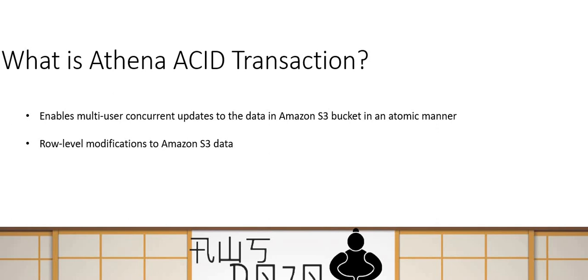So we all know that we can store our data inside an S3 bucket, and then we can catalog our data in a tabular format in the Glue catalog. With ACID transactions, you can perform row level modifications, row level updates, on that catalog table, and that will change row level data in the S3 bucket. So you can do row level modification of your data in the S3 bucket, not at the file or the object level. That's very important.